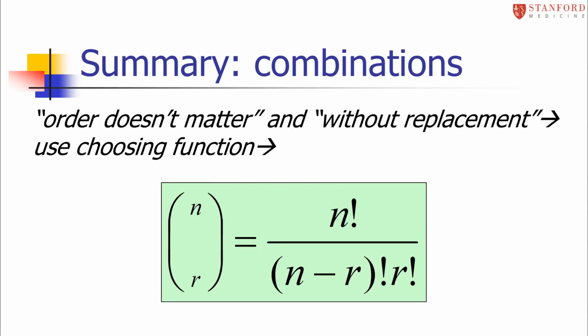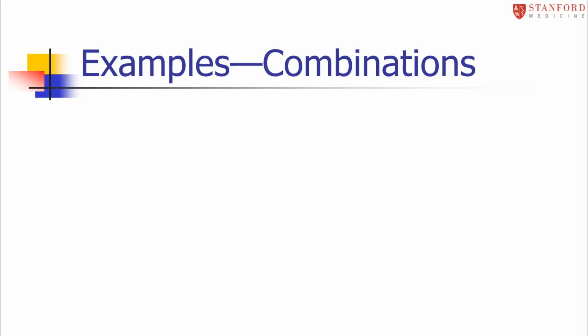So if order doesn't matter, and without replacement, and we are only talking about when order doesn't matter, we're always doing it without replacement, we're going to use the choosing function, n choose r. So let me do some examples.